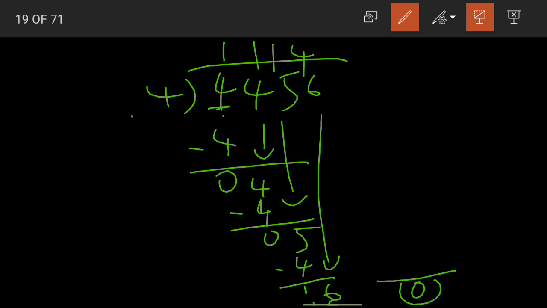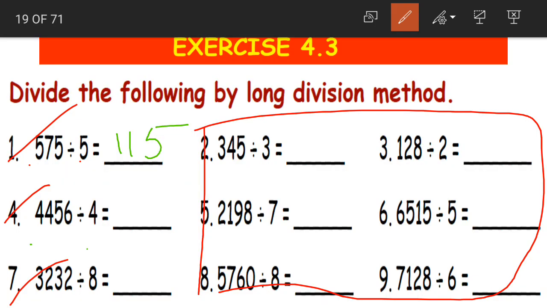What is the quotient? 1114. Yes, so this becomes our answer. Coming to the 7th question, 3232 divided by 8.